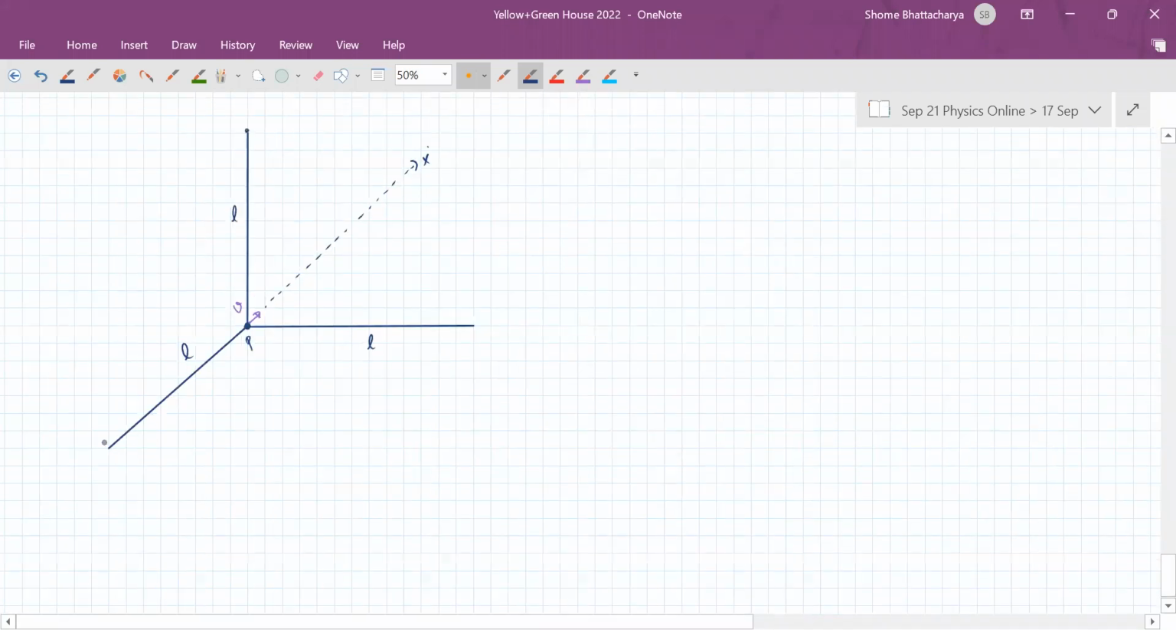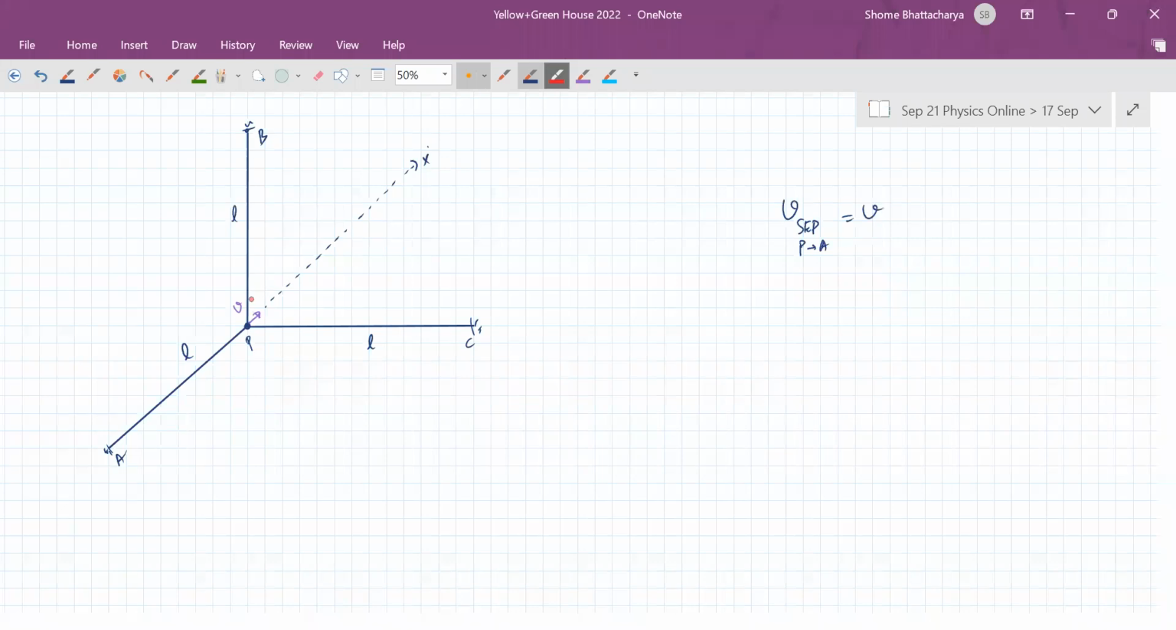So now forget about the springs for a moment. You can add the springs later. If these 3 points are A, B, and C, at this moment, the point P's separation velocity with respect to the point A is equal to V. But these angles being 45 each, the point P's approach velocity towards B or the approach velocity towards C is V cos 45, or V by root 2.